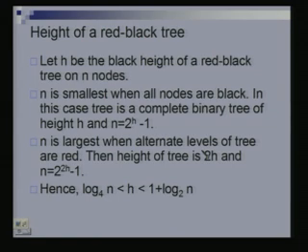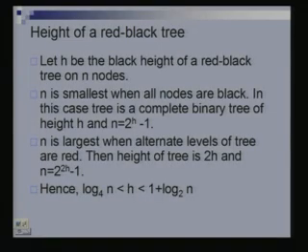So, let us look at what the height of a red black tree is going to be. Let us say h is the black height of a red black tree on n nodes, right. What does that mean? If I take any external node and count its number of ancestors, it has exactly h black ancestors.